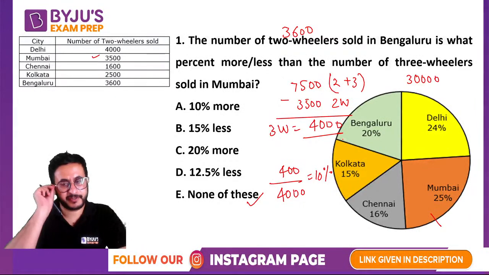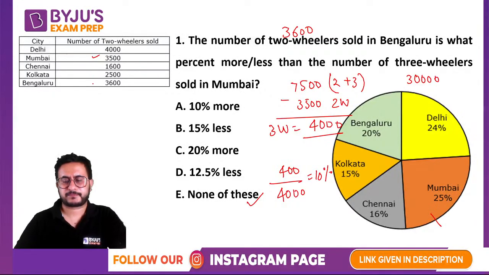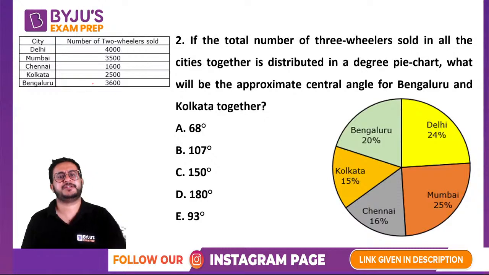This was a simple one. You just had to do one calculation, because the other number was already given. Okay, let's see the next problem.